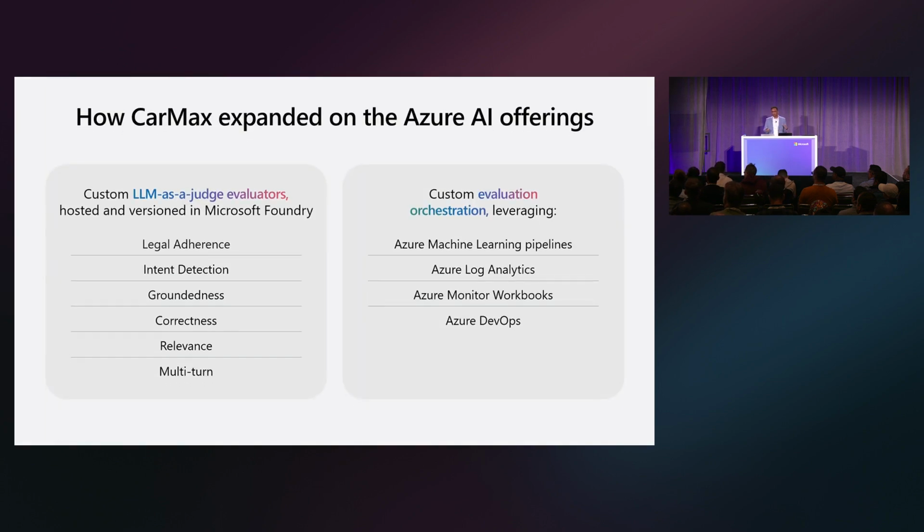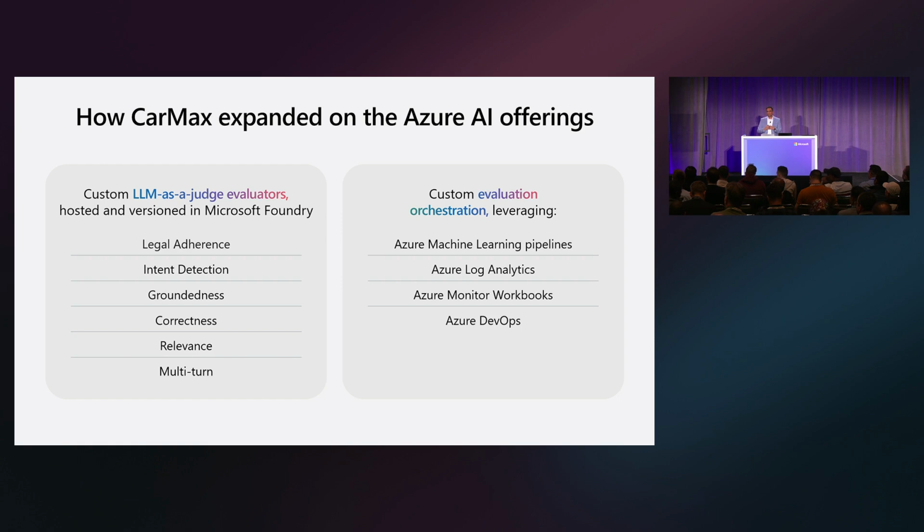So let's talk a little bit more about what we are doing for customization. We got a lot of good out-of-the-box capabilities. But for our use cases, we knew that we had to build some more custom LLM judge evaluators to help us with a few other things that we wanted to measure and monitor, like legal adherence. Every conversation that Sky would have with our customers, we want to make sure it's in line with our legal guardrails. Same thing with intent detection. We want to make sure that Sky is truly understanding the intent of the conversation with the customer. And there are a few others that are listed over here.